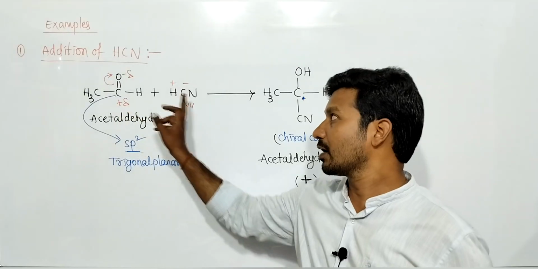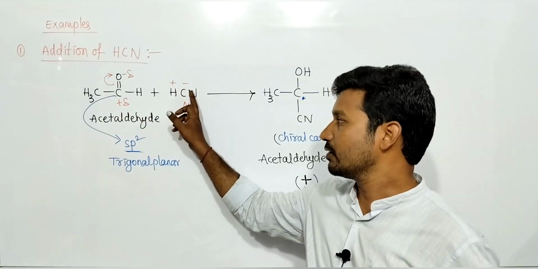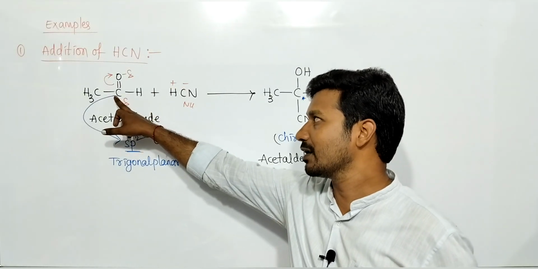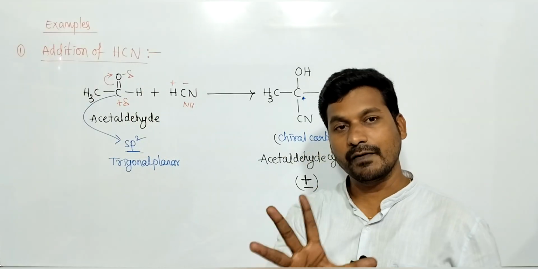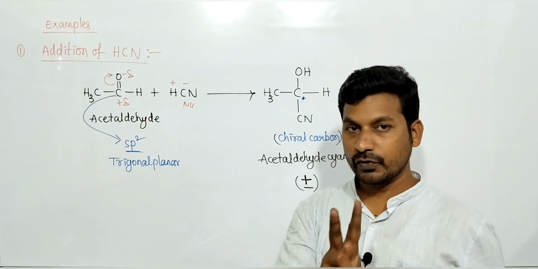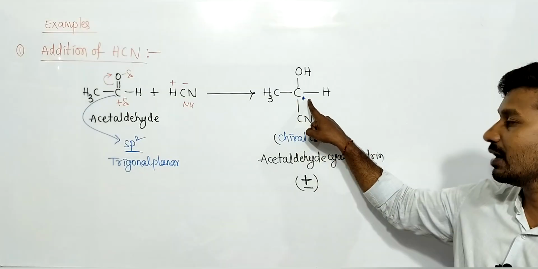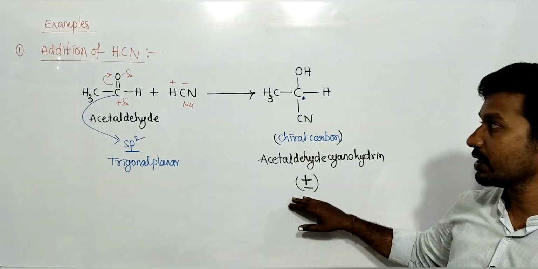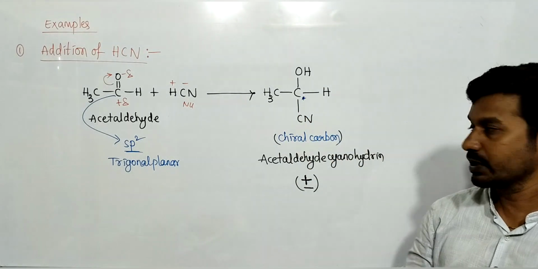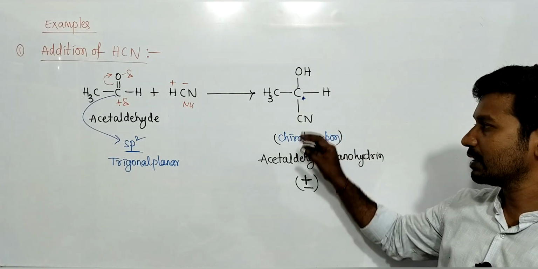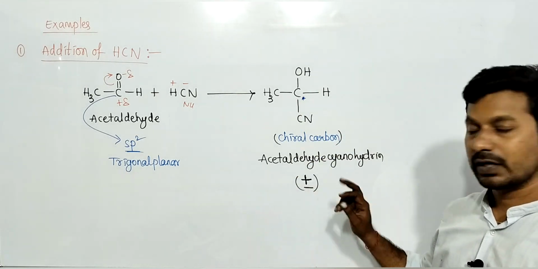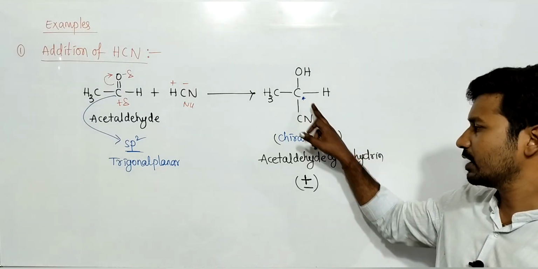To the planar carbon, cyanide nucleophilic addition takes place. This is a planar carbon, so addition from both sides of the plane always gives a mixture of two. If that leads to a chiral carbon, that is a racemic mixture. If it is not chiral, of course addition from two sides takes place, but there is no question of a racemic mixture. We talk about racemic mixture.